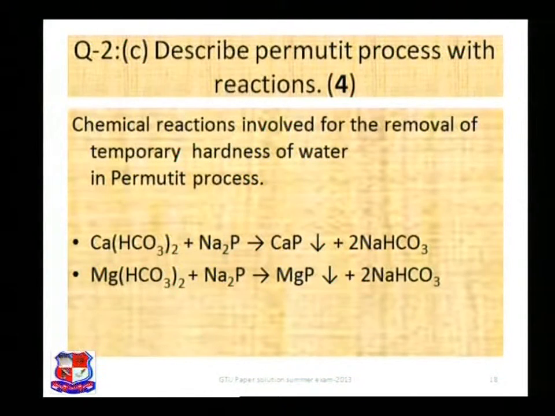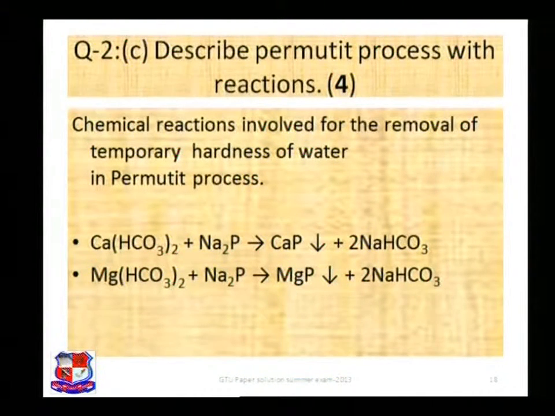Let us see the chemical reaction, what is happening inside the process. The chemical reactions involved for removal of temporary hardness of water in the permutit process. See, temporary hardness is because of your bicarbonate salts, okay, and the bicarbonate salts are what? Calcium bicarbonate and magnesium bicarbonate. You can see here calcium bicarbonate, okay, so this hard water is going to pass through sodium permutit, that is Na2P.